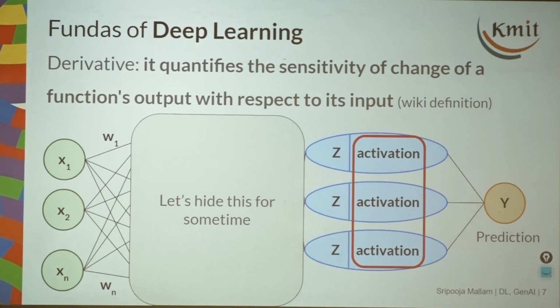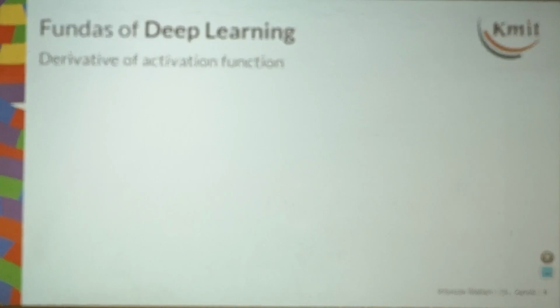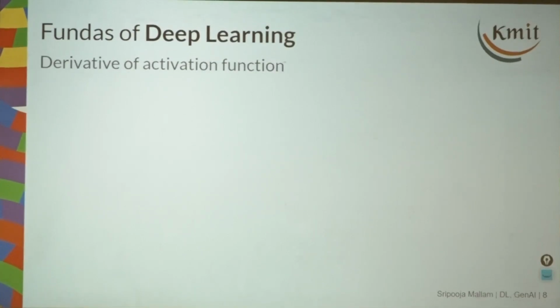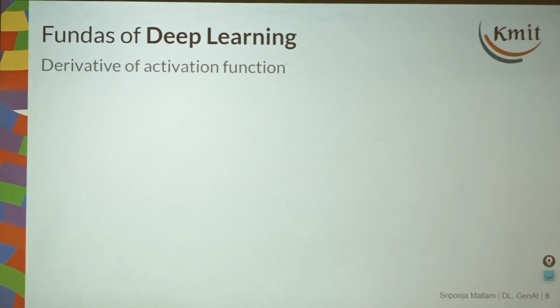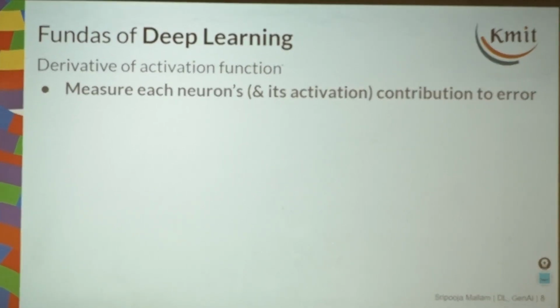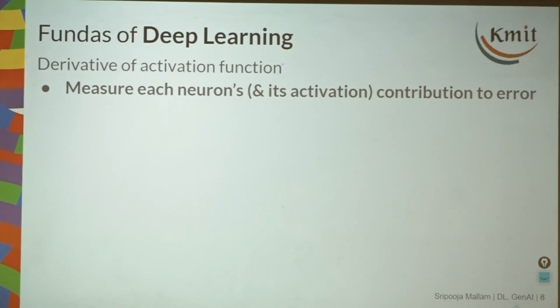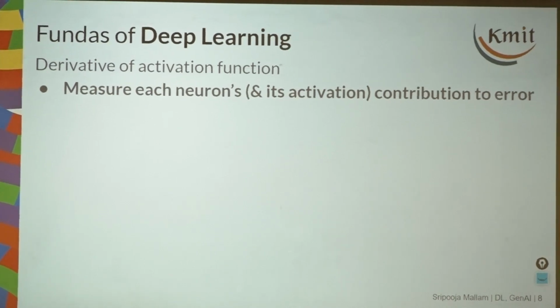You can look at the layer which is immediately before the prediction. So what is there? We have the activation functions, right? Because those are the ones which are feeding the final output. So the derivative of an activation function is where we can start, because that is what is immediately connected to the final output y. So measure each neuron's and its activation's contribution to the error. Whenever we are doing a derivative, we do it at a neuron level. So we are checking how each neuron is contributing to the error finally.